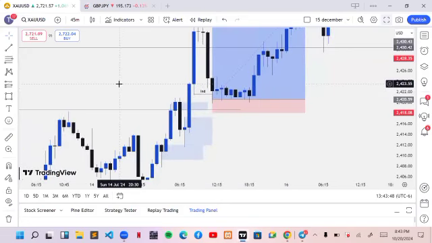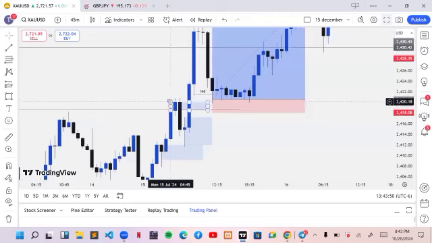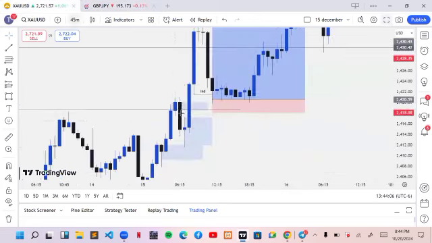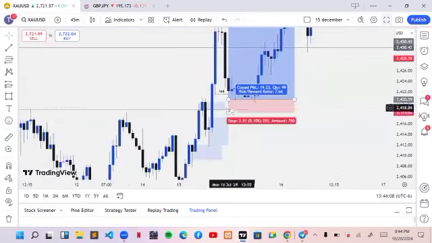Third rule, it needs to be unmitigated. This breaker block has not been tapped before after the shift of market structure or break of structure. The other block was also not tapped after the shift of market structure. But which point of interest are we going to use? The fourth rule, we pay attention to it. That should be the point of interest that's closest to liquidity. That was why this breaker block was used as entry here.